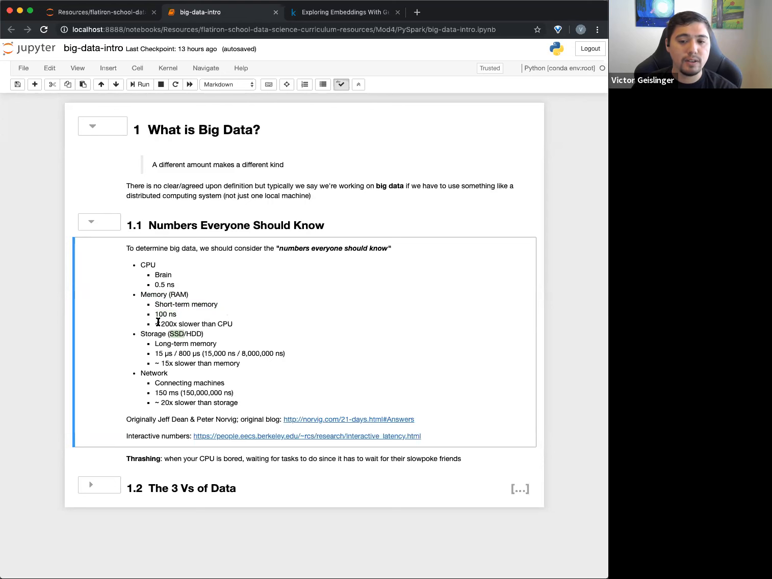And for RAM, just know that it's pretty fast, but it's not nearly as fast as the CPU. The CPU is like the whiz kid of the whole system. And then we have storage here.